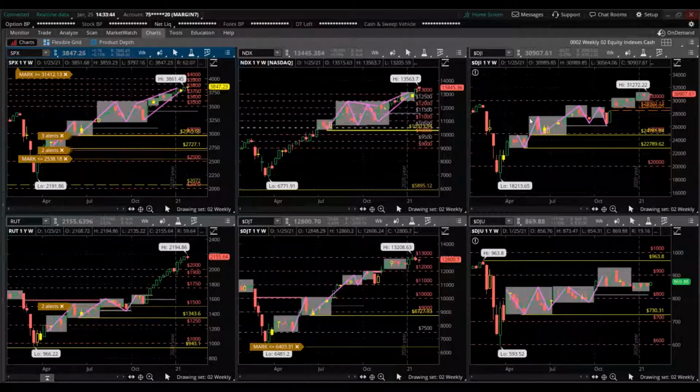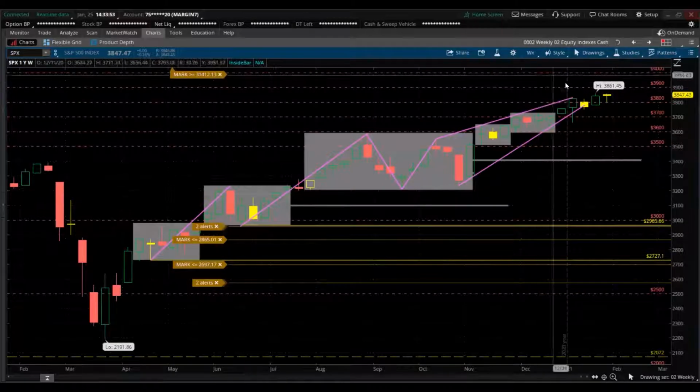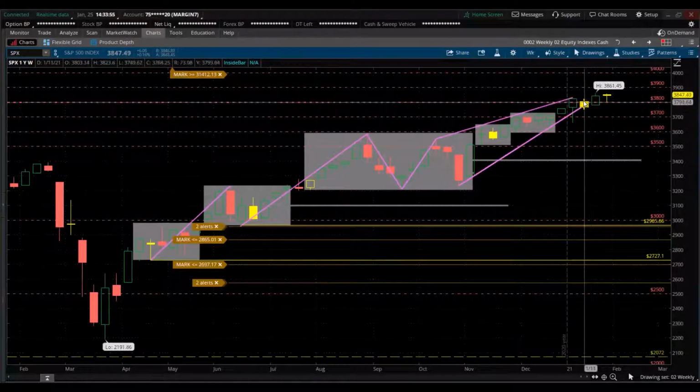Each of these charts is weekly. Since it's only Monday, the current candle won't be done. Looking at first the cash index, S&P 500 cash index. You decide on each of these strategies I'm going to show you if you're bullish or bearish. Bullish, you think price is going higher. Bearish, you think price is going lower.